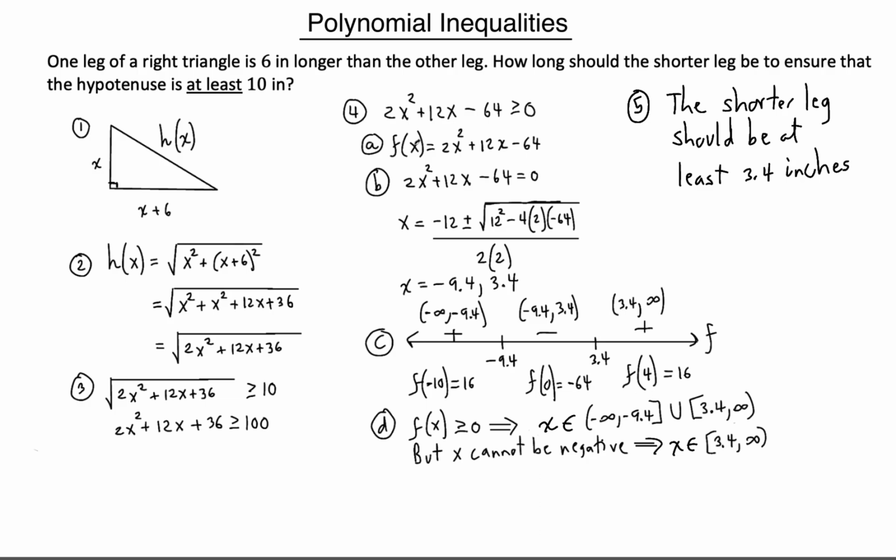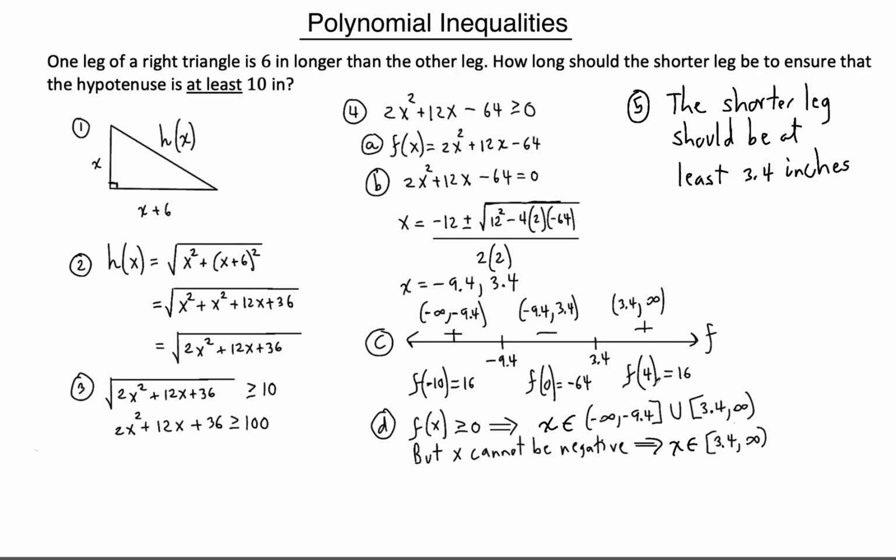The first step is to define f of x to be the left side of the inequality. The next step is to find the zeros of f. We have to use the quadratic formula for that, and we have two zeros, negative 9.4 and positive 3.4. Next, we draw a number line and put down our two zeros, negative 9.4 and positive 3.4. And that splits our number line into three subintervals.